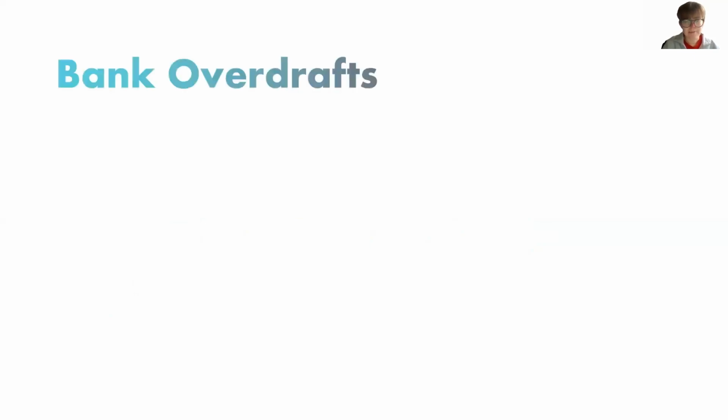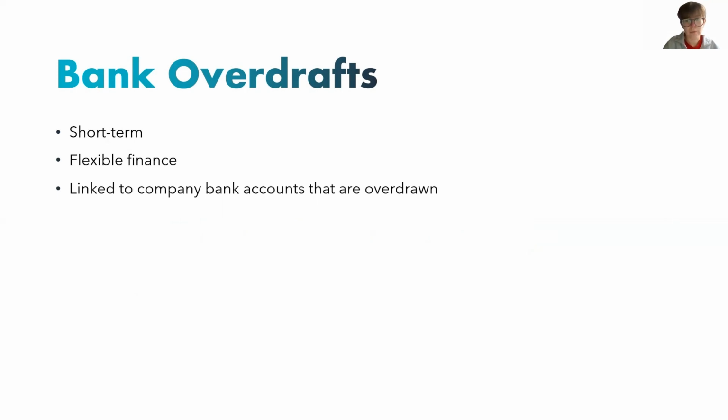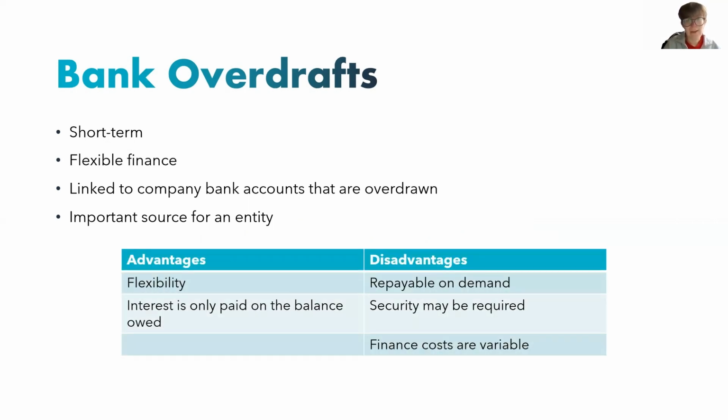So bank overdrafts then. It's short-term, it's flexible, and it's linked to company bank accounts that are overdrawn. An overdraft will prove to be a very important source for an entity because of how flexible you can be with it. Obviously, that is a big advantage of it, but there are disadvantages to this. If you use your bank overdraft, it is repayable on demand. Finance costs are going to be variable, so you're not going to know the interest rate at which you are going to have to pay on the amount that you borrow until that actually happens.